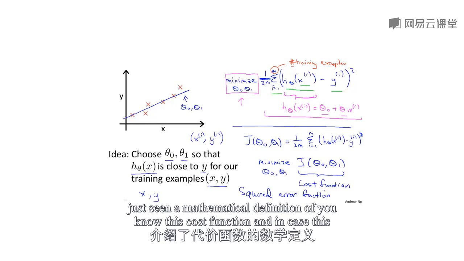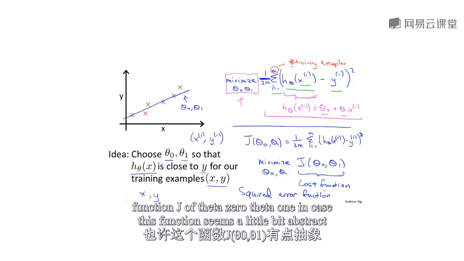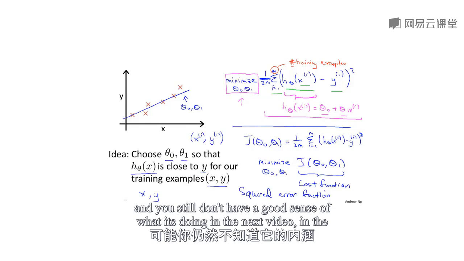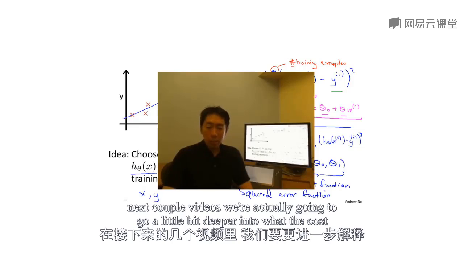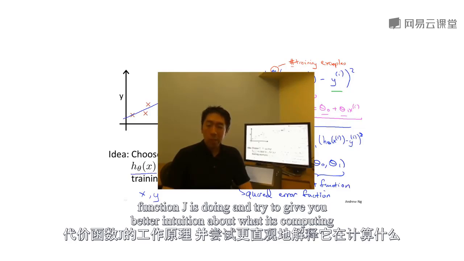So far we've just seen a mathematical definition of this cost function. In case this function J of theta 0, theta 1 seems a little bit abstract and you still don't have a good sense of what it's doing, in the next video, in the next couple of videos, I'm going to go a little bit deeper into what the cost function J is doing and try to give you better intuition about what it's computing and why we want to use it.